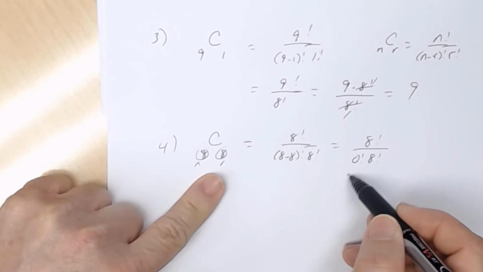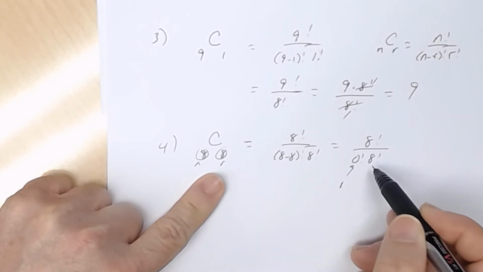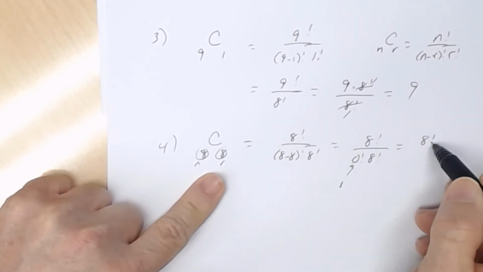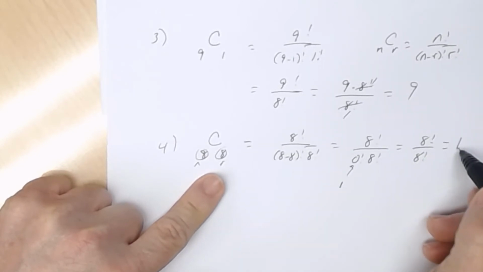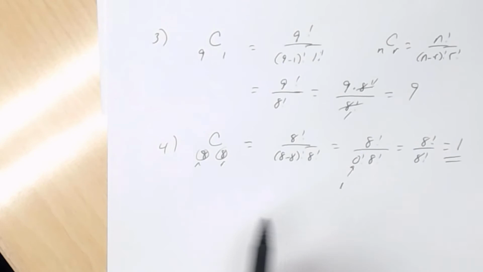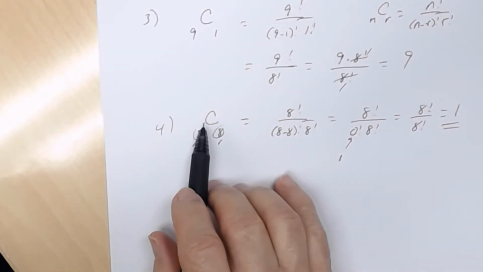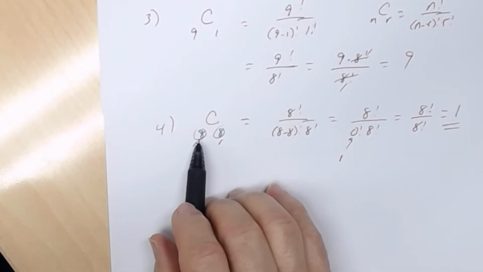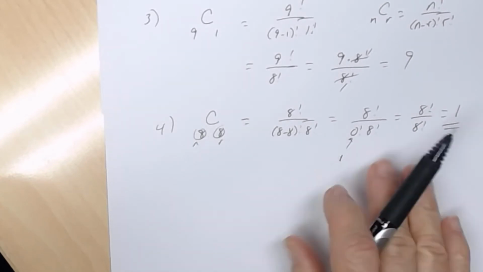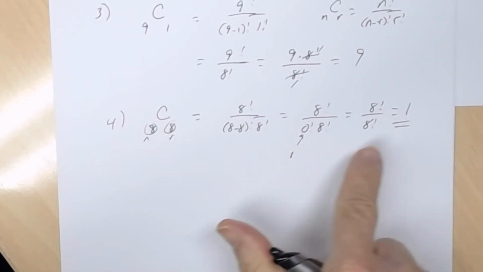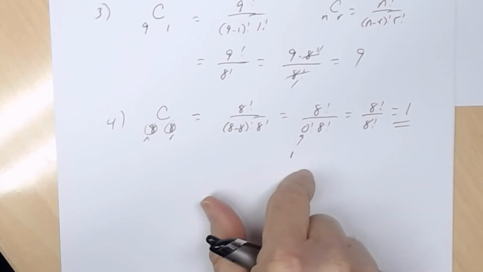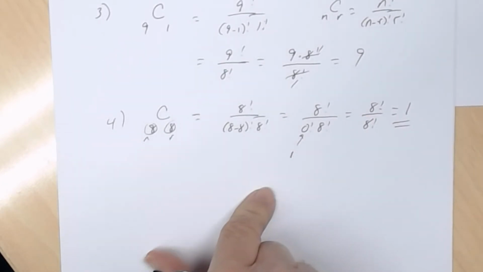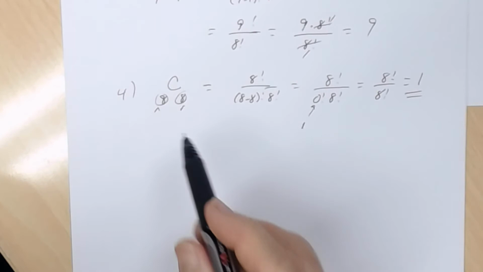What's 1 times 8 factorial? Well, 1 times 8 factorial is 8 factorial. But what is 8 factorial divided by itself? That's just 1. All right. So basically what you're going to see is that when you're taking combinations and n and r are the same, it's always going to be 1. You go through the process, you're going to notice, hey, the numerator and the denominator will be the same. So it's just 1.